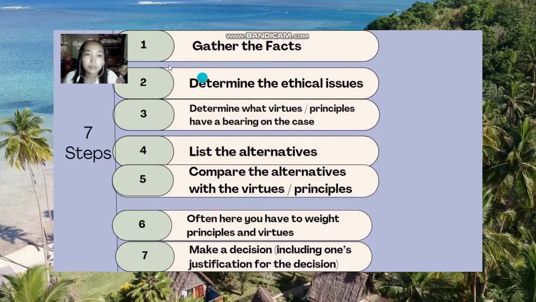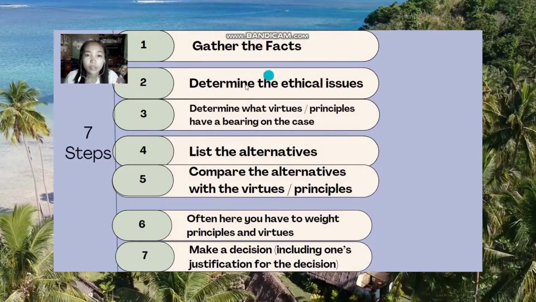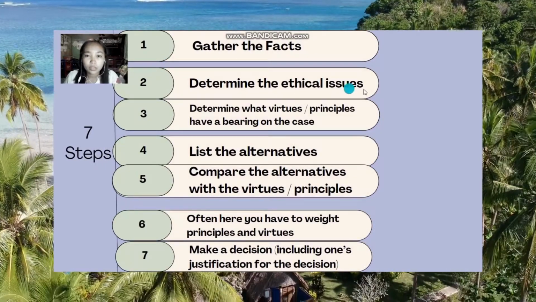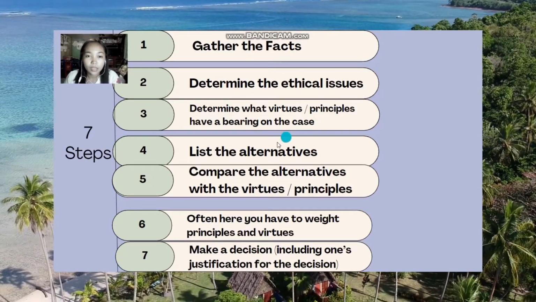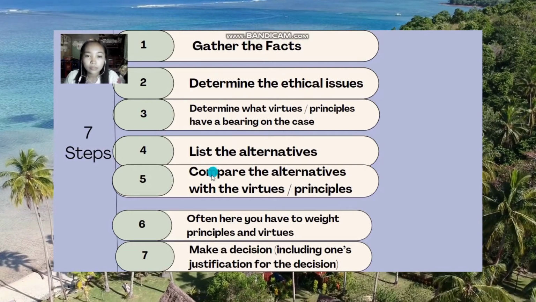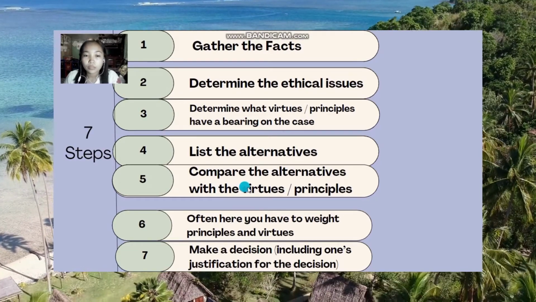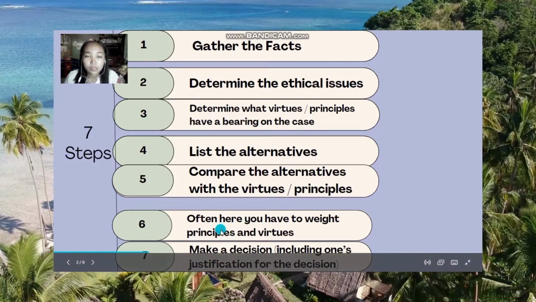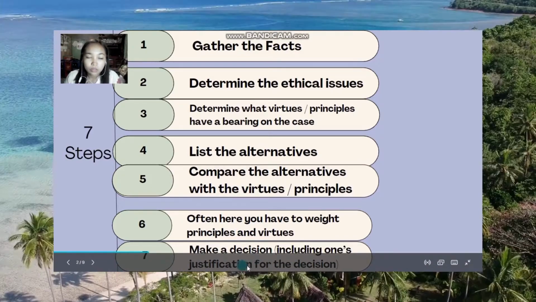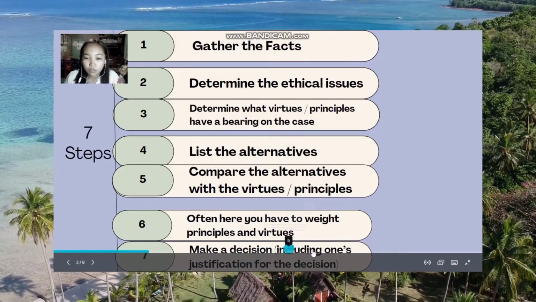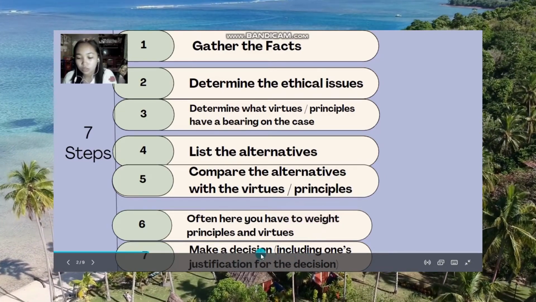There are 7 steps. First is gather the facts. 2. Determine the ethical issues. 3. Determine what virtues or principles have a bearing on the case. 4. List the alternatives. 5. Compare the alternatives with the virtues and principles. 6. Often here you have to weigh principles and virtues. And lastly, make a decision including one justification for that decision.